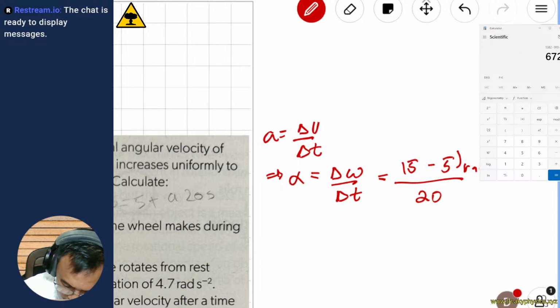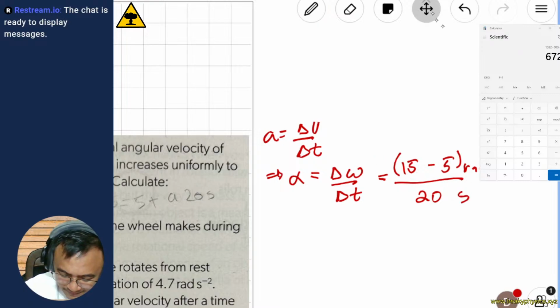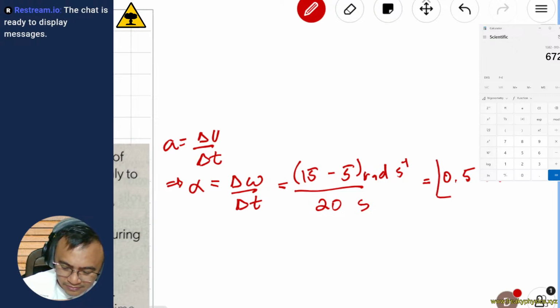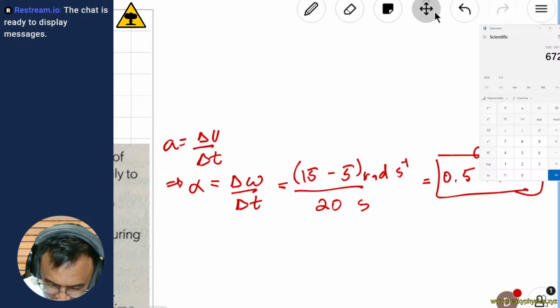I'm just gonna put the unit in, and this is gonna be seconds, right? So finally, this is gonna give us 10 over 20. It's gonna be 0.5 radian per second squared. Okay, so that's alpha. All right, let's go to B, quick.